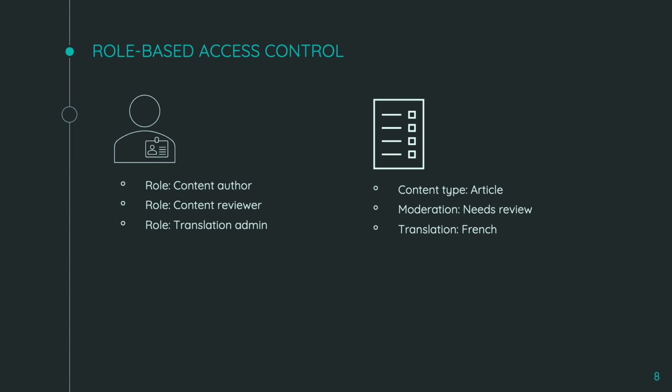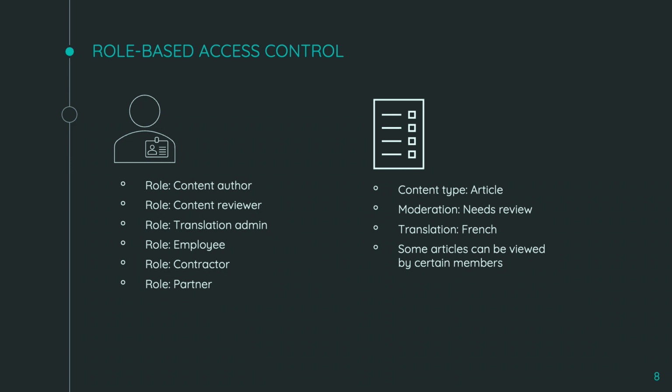Now we have a new one. Some of these articles can only be viewed by certain members of your organization. Okay, what are we going to do now? We want to keep it lean, so we're going to write a little bit of custom code. We're going to add a few more roles. We're going to add an employee, a contractor, and a partner. Okay, starting to get not great, but we can still handle it.